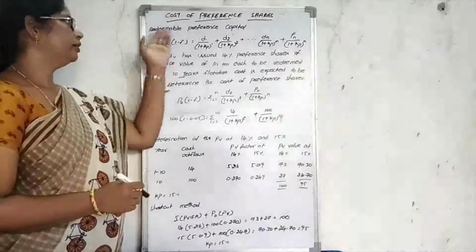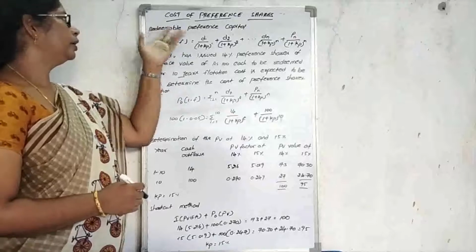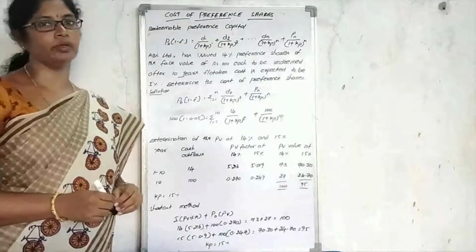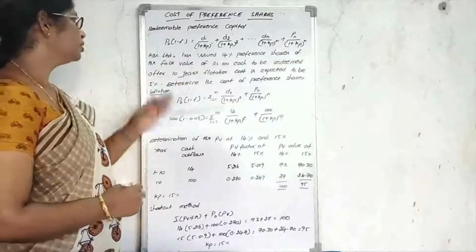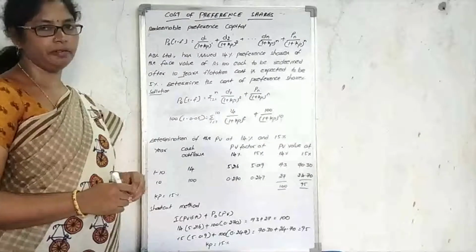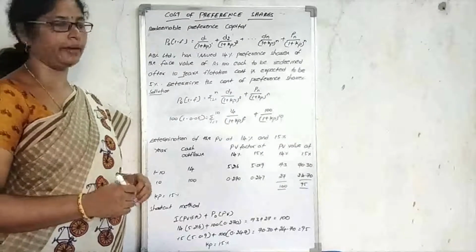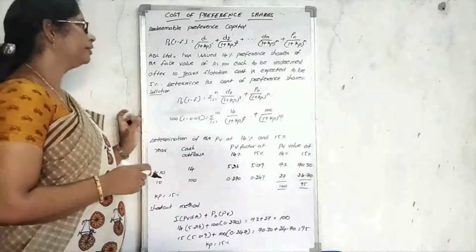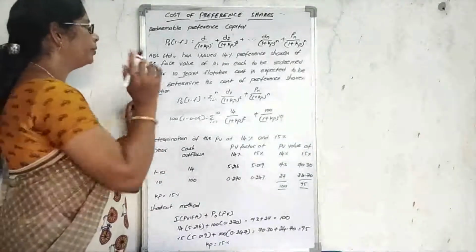When they give a problem on redeemable preference share capital, how we can calculate the cost, today I am going to explain. So this is the formula to determine the cost of redeemable preference share capital. How we can design that formula, I will explain. You can easily understand, no problem.